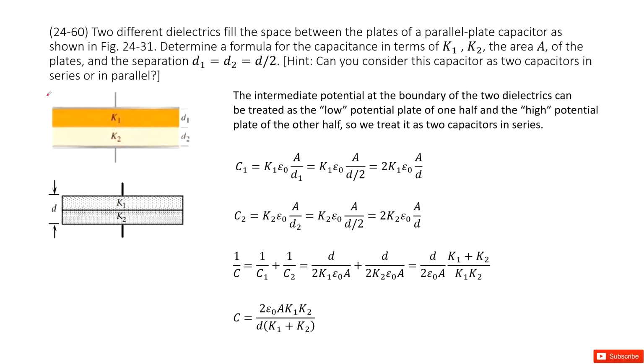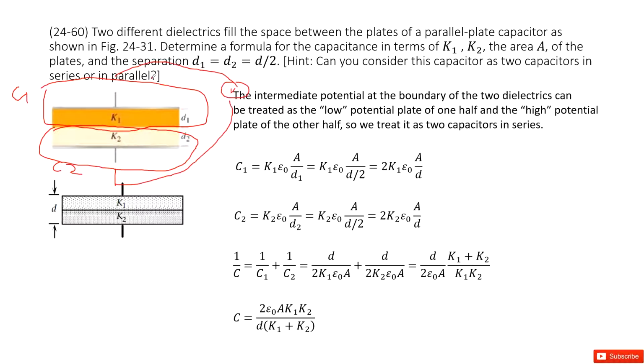Now, how can we do that? We can see this is the first capacitor, C1. This is another capacitor, C2. And if we connect a battery to C1 and C2, you can see the charge flowing through C1 equals the charge flowing through C2. Do you agree? So that tells us C1 and C2 are in a series connection.